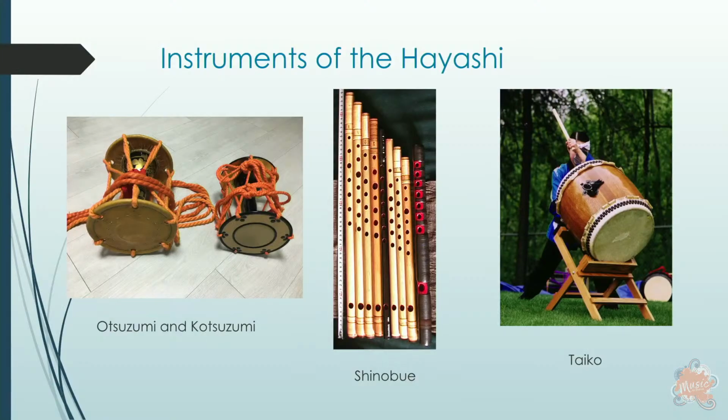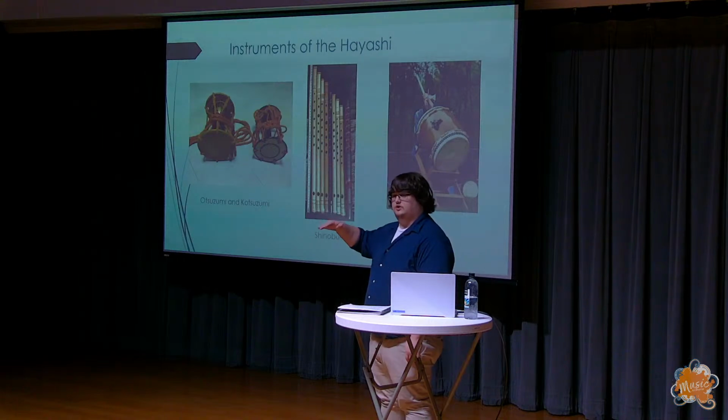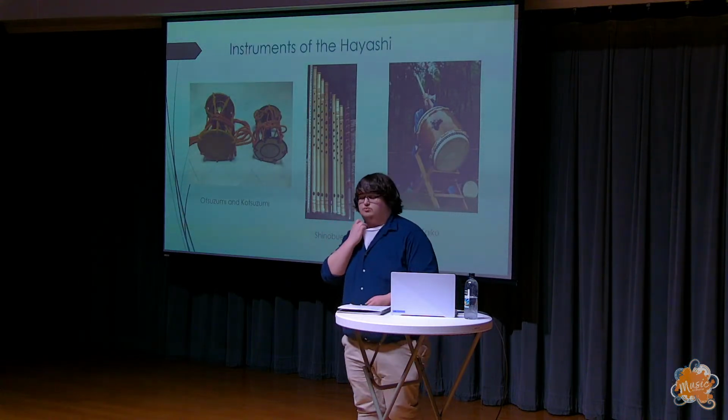A couple of instruments of the hayashi. On the left and right, we have a couple of percussion instruments. On the left there, we have the otsuzumi and kotsuzumi, the kotsuzumi being the smaller one. The otsuzumi and kotsuzumi are like little hand drums that have a quick, poppy kind of sound to them. And then the taiko on the right is this larger drum that stands about this tall. You play with these longer, thicker sticks. It produces a deeper, more resonant sound.